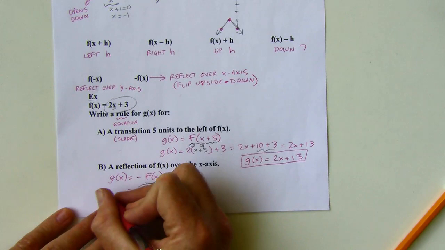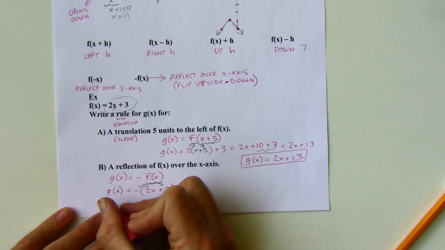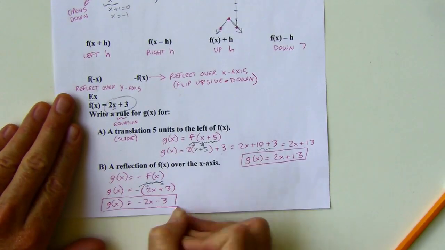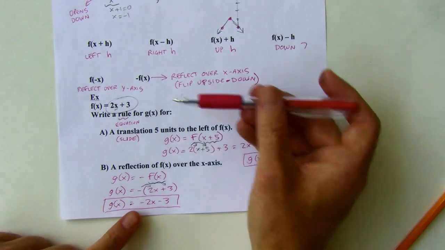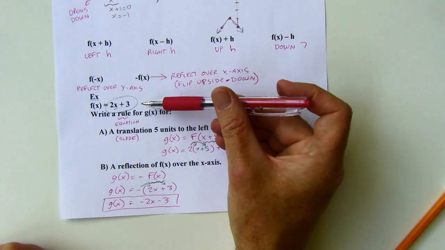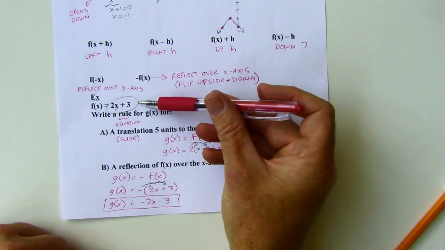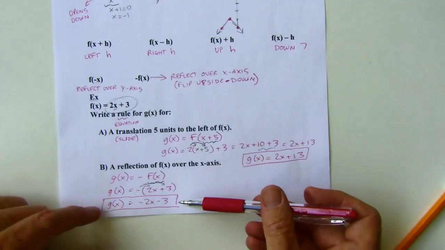Okay, and here I'll put in g of x in both of those places. And now I've written a rule. If I graphed both of these, they are just straight lines, but if I graphed them, they would be this one. If I reflected over the x-axis, I'd get this one.